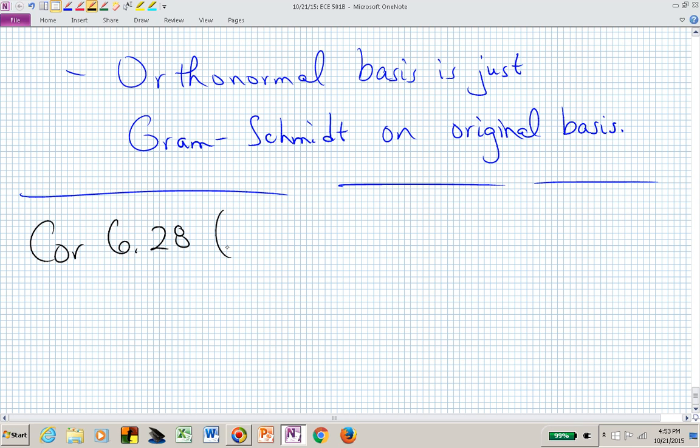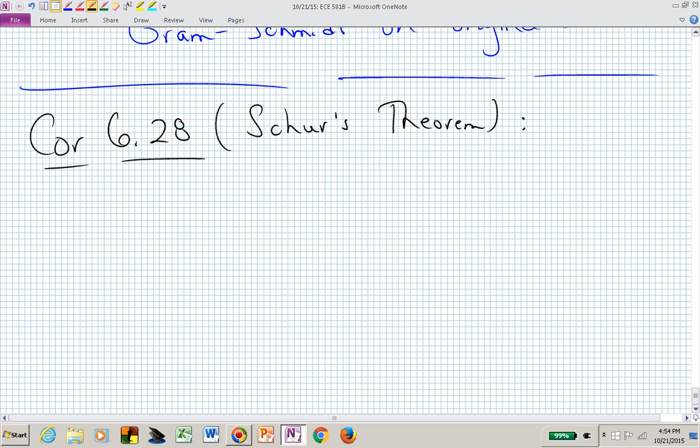Corollary 6.28. This one also has another name associated with it, and this is Schur's theorem. Maybe the next test will just be a matching test. Match the theorem with the author. No, probably not. Let's learn how to apply these famous results.